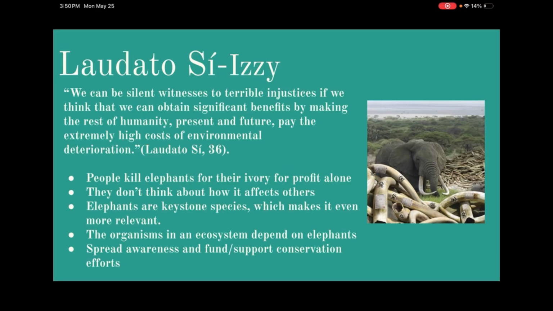People kill elephants for their ivory for profit, but they don't think about how it affects others. Also, elephants are keystone species, so harming them affects entire ecosystems. We could try and fix this by spreading awareness or funding and supporting conservation efforts or other park rangers.